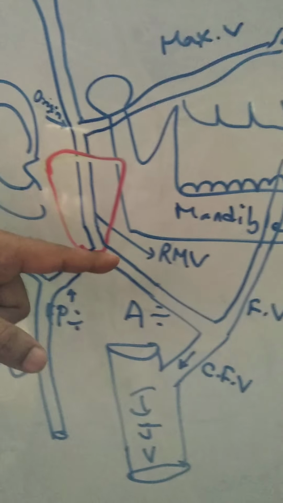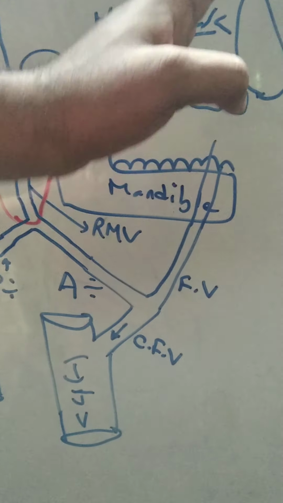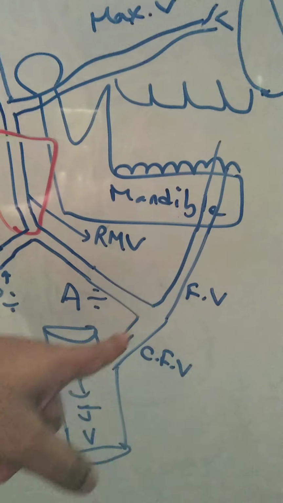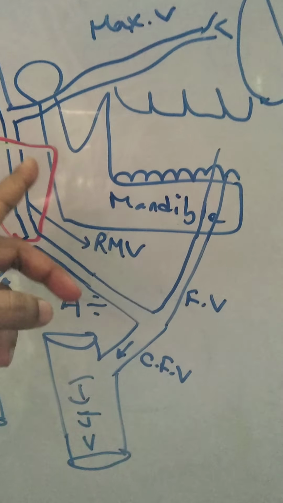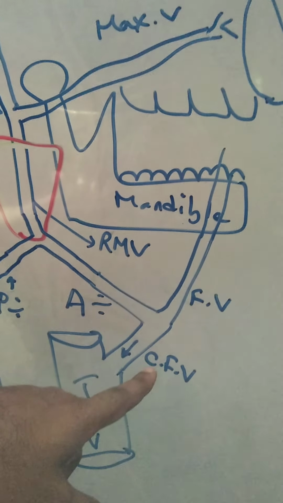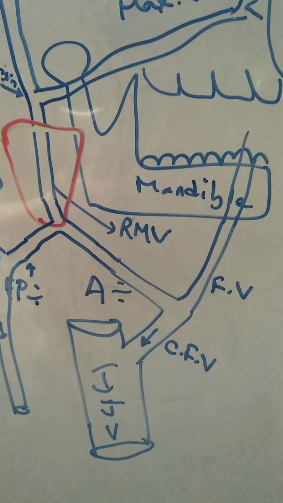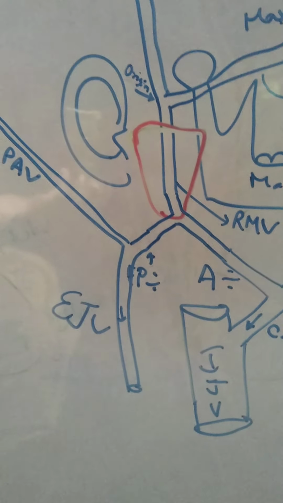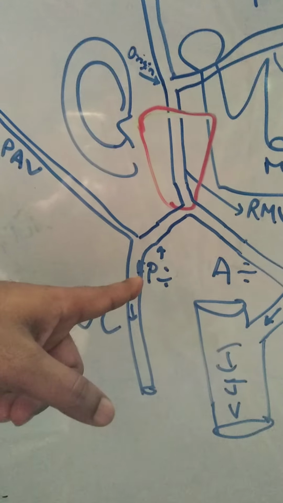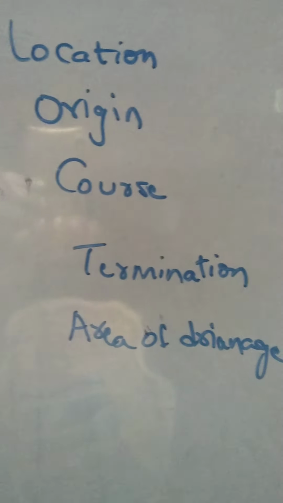Now what happens to the anterior division? Let's see. Anterior division of the retromandibular vein joins with facial vein coming from the face, to form common facial vein. Why is it common? It's common for the face and near the retromandibular vein. Now, when it's common to two areas, therefore it's called common facial vein. It ends up into internal jugular vein. So anterior division drains into internal jugular vein. Posterior division joins with posterior auricular vein to form external jugular vein.